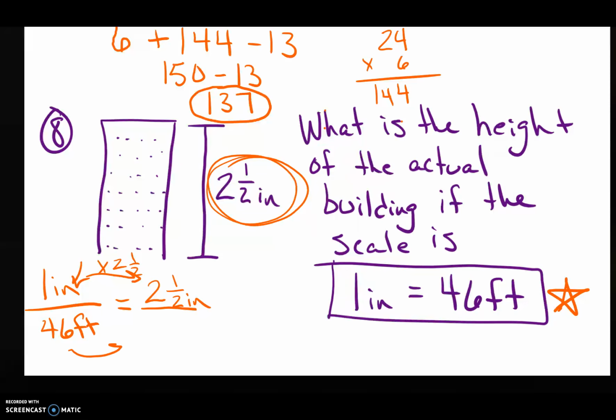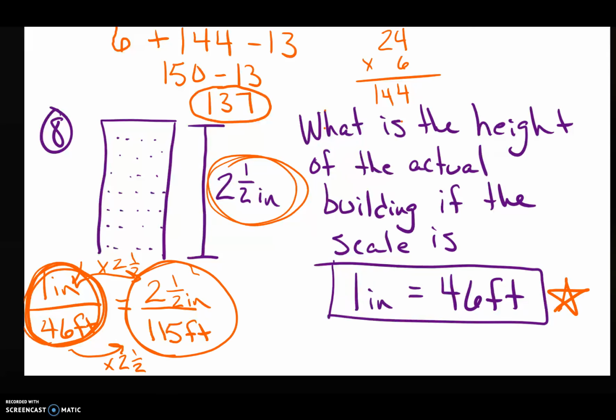Do the same thing in the denominator. 46 times 2.5 to keep things proportional. And 46 times 2.5 is 115. So if the building was 1 inch tall in the drawing, it would be 46 feet tall in real life. Since it's 2.5 inches tall, it's 115 feet in real life.